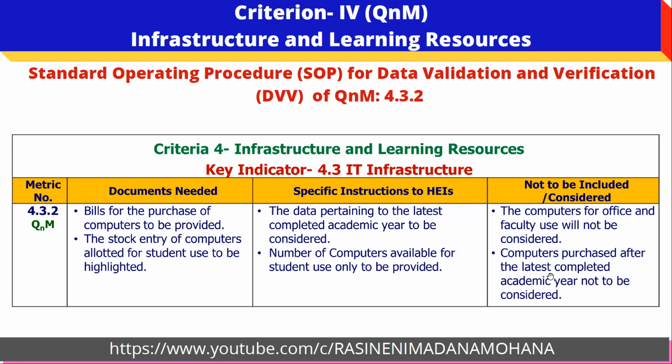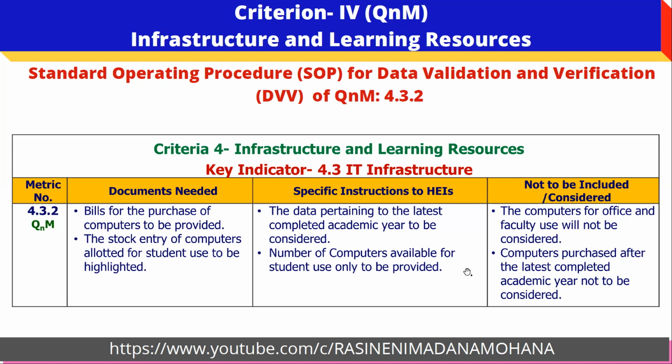Computers purchased after the latest completed academic year are not to be considered. Suppose 21-22 is the latest completed academic year, that will be till June end of 2022. Suppose some computers were purchased in July or after June, those can't be included here.